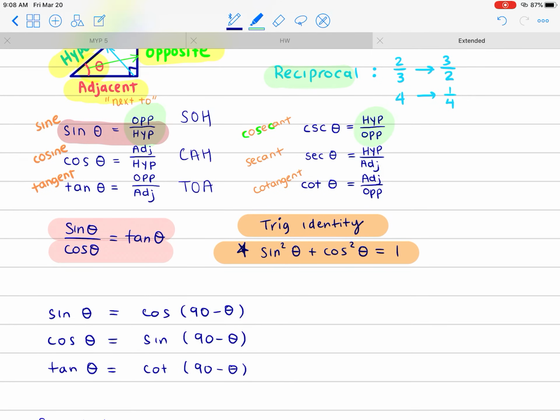Then we talked about some trig identities. The first one we talked about was if you divide sine by cosine, that's equal to tangent. Sine squared of theta, this means sine of theta times sine of theta, plus cosine theta times another cosine of theta. Those two, when you add, it's always equal to 1.